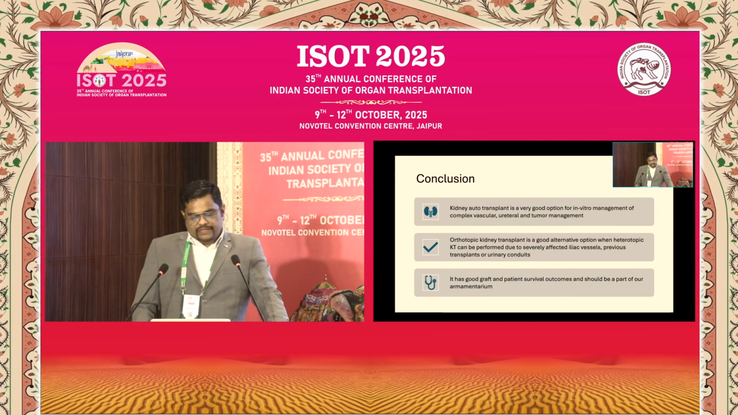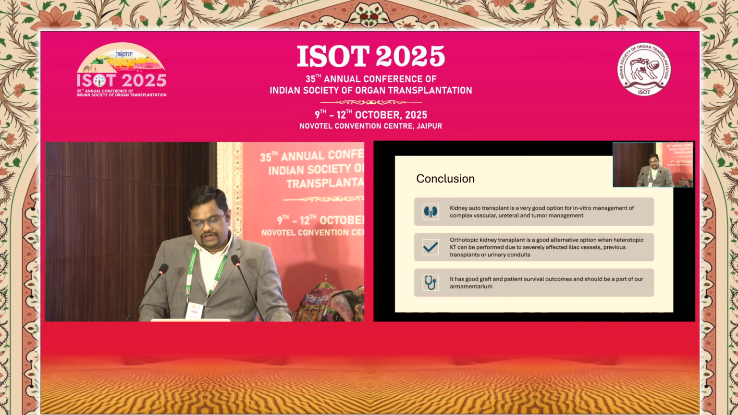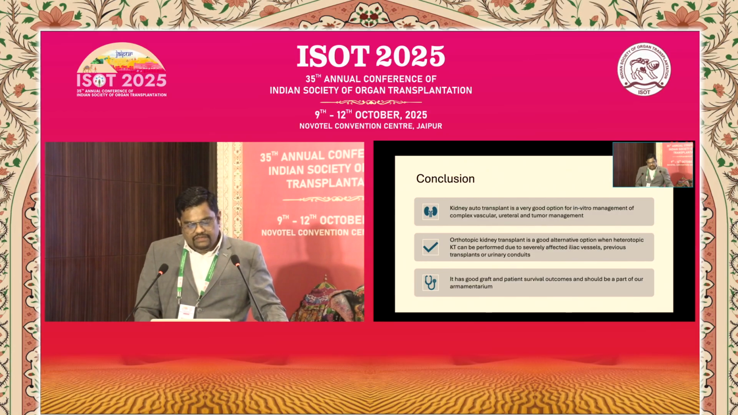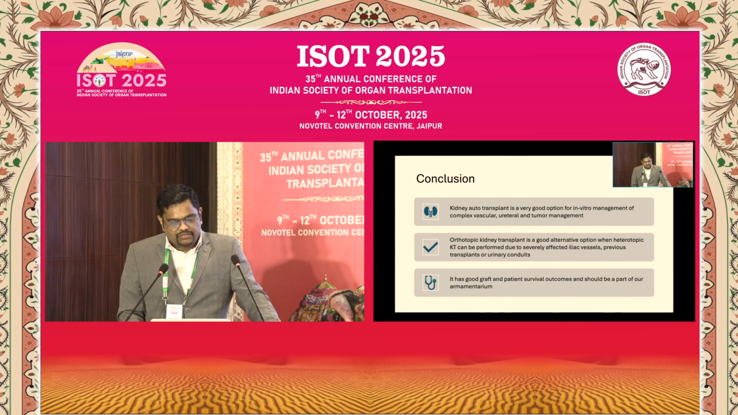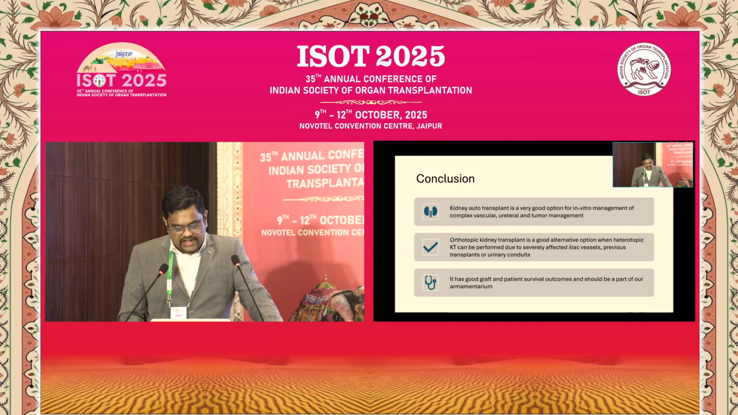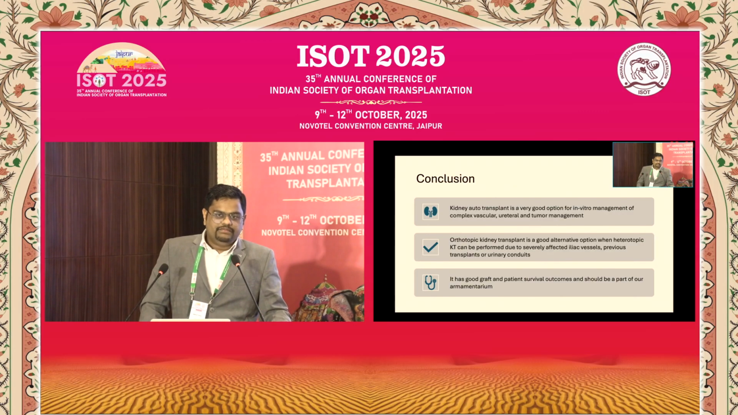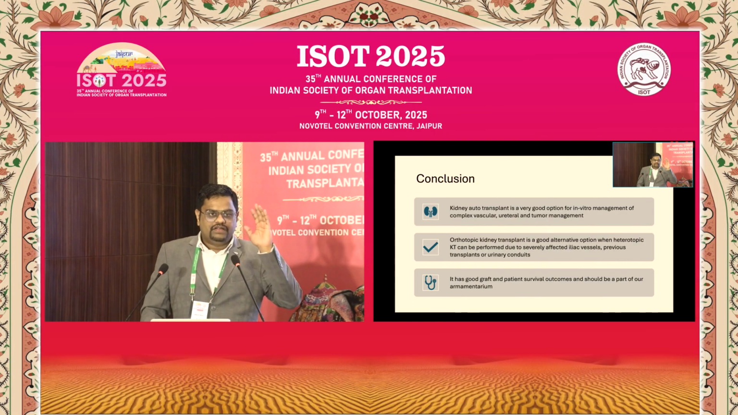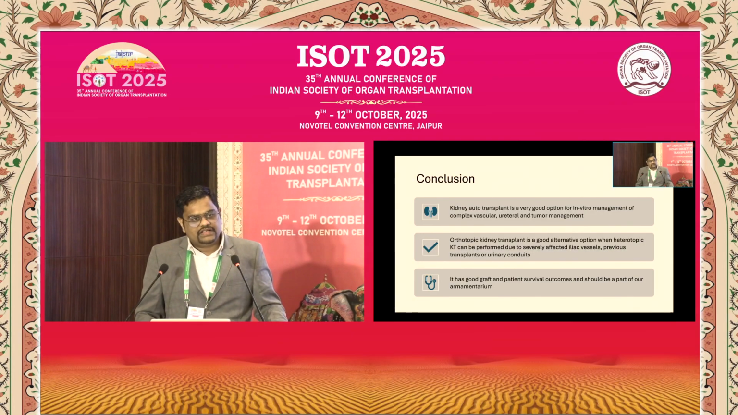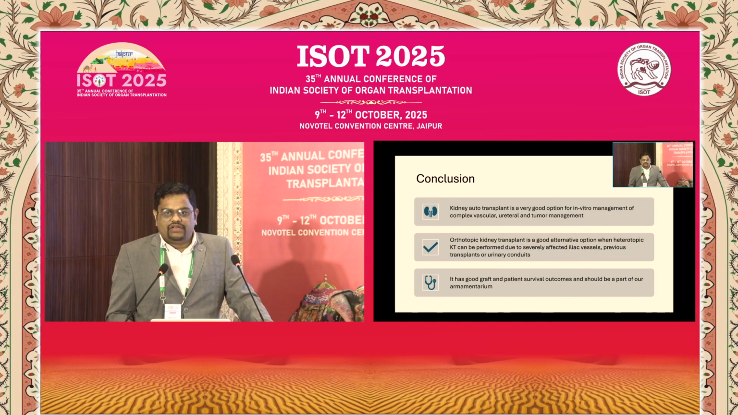So to conclude, kidney autotransplant is a very good option for ex vivo management of complex vascular, ureteral, and tumor management. Orthotopic kidney transplant is a good alternative option when heterotopic kidney transplant cannot be performed due to severely affected iliac vessels, previous transplant, or urinary conduits. It has good graft and patient survival outcomes and should be a part of our armamentarium whenever we need it. This should always be at the back of the mind when we are evaluating some complex recipient. Yes, we can do orthotopic kidney transplant. That is the moral of the story.